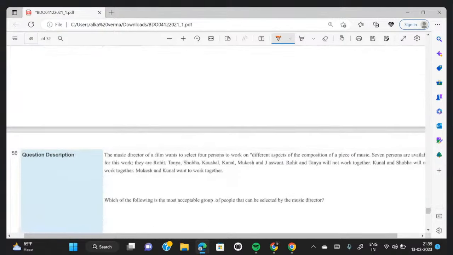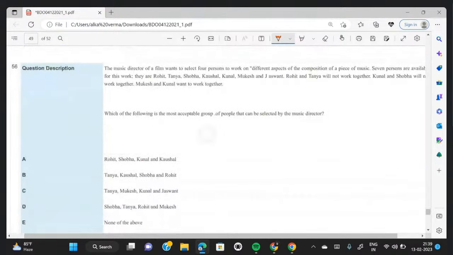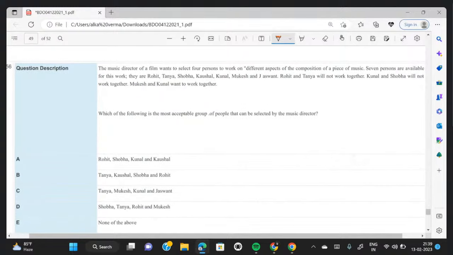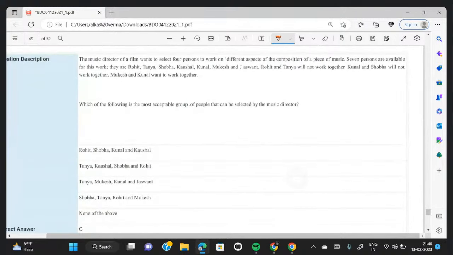Question number 56. The music director of a film wants to select 4 people to work on different aspects of the composition of music. 7 people are available for this work. They are Rohit, Tanya, Shobha, Kaushal, Kunal, Mukesh, and Jaswant. Now, which of the following is the most acceptable group that can be selected by the music director? Now, this is a type of small puzzle.